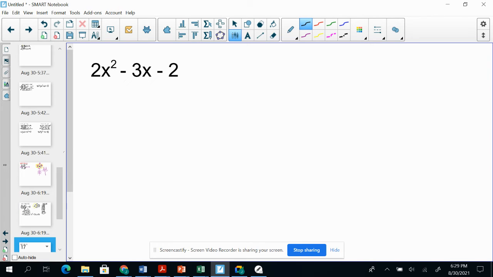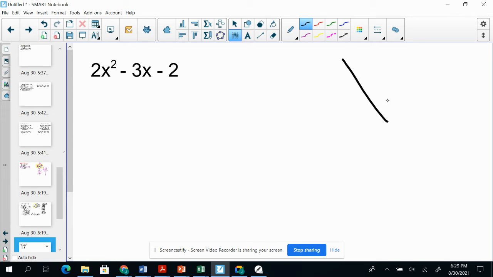All right, one more. Okay, so now, first and foremost, A is not 1. Check for a GCF. I have 2, negative 3, negative 2. 3 and 2 do not have a common factor, so we know there's not a GCF. But again, always check for a GCF first.